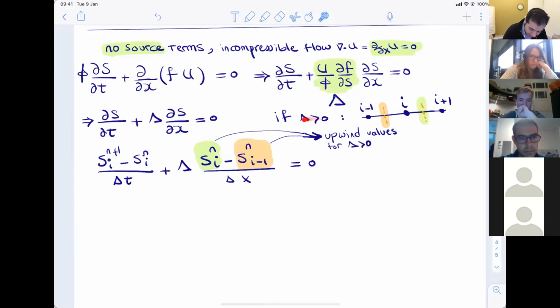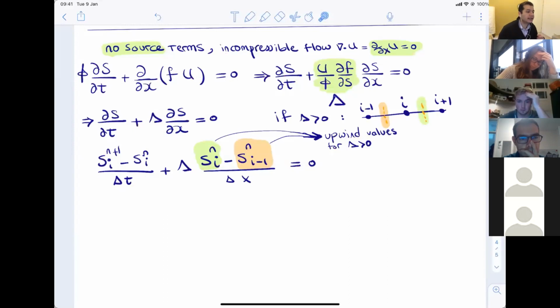If the characteristic speed is positive, I can discretize it with this; the first term wouldn't change at all. Then I have this lambda here. On the right interface I'm going to use saturation I, and on the left interface I'm going to use saturation I minus 1 because of upwind values. Then this would be my discrete equation. So I have used explicit and upwind values to discretize that.